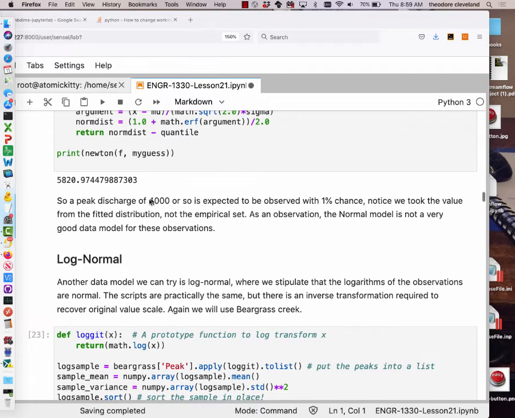So a peak discharge of 4,000 or so is expected about 1% of the time, and the key thing here is notice that we took the value from the fitted distribution. So once we've taken the observations and passed a distribution model through them, our green curve over there on the right, we make all of our estimates on the model.